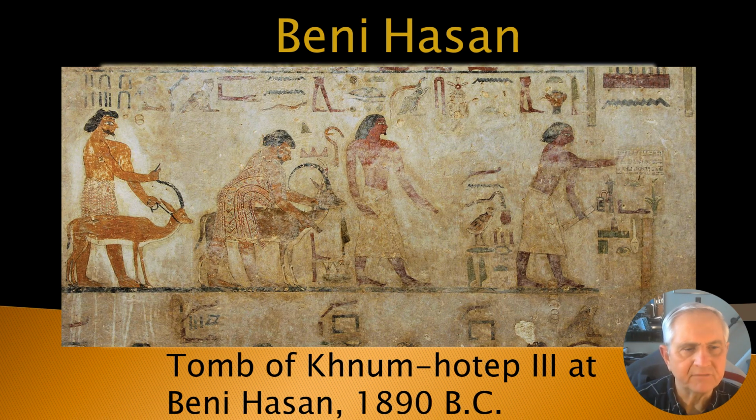Here's a close-up of it, and here you have the numbers right here. You have three upside down U's, that's 30. Then you have 5, 1, 6, 7, so there's 37 of them. And here it tells them they're the Amu, or Asiatics, that have come to Egypt. And here's the leader, Abishai, down here. And you have an Egyptian leading them, and here's an Egyptian scribe writing everything down.